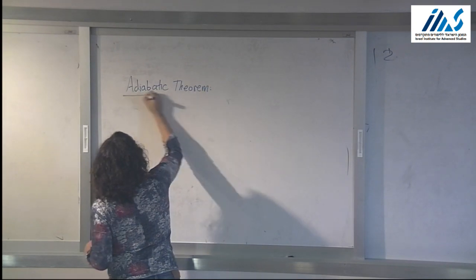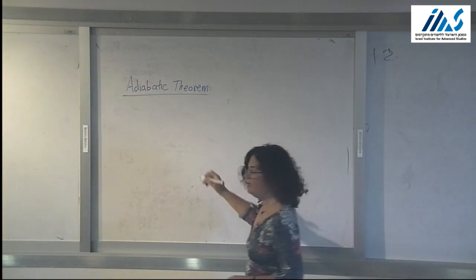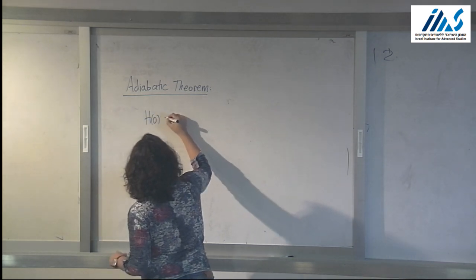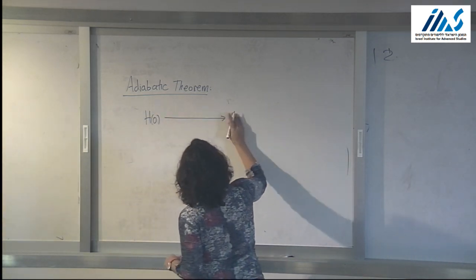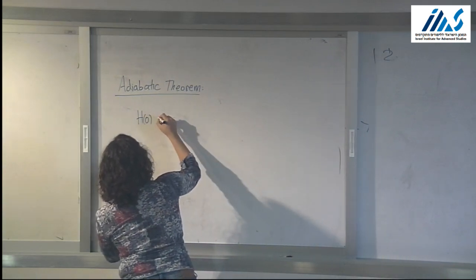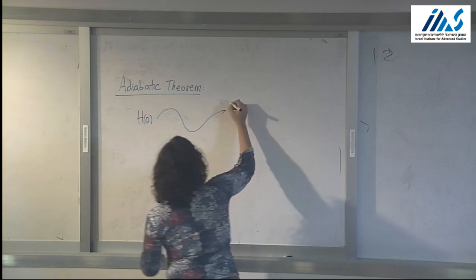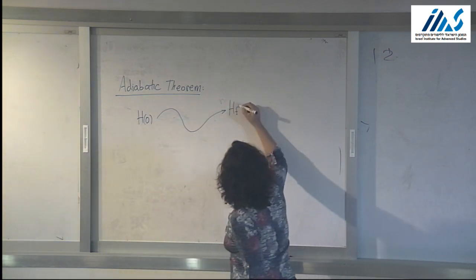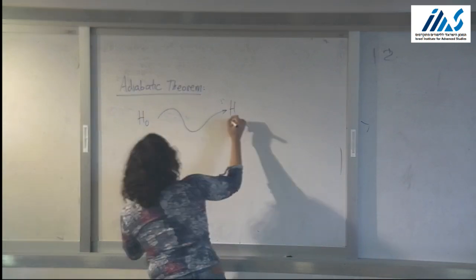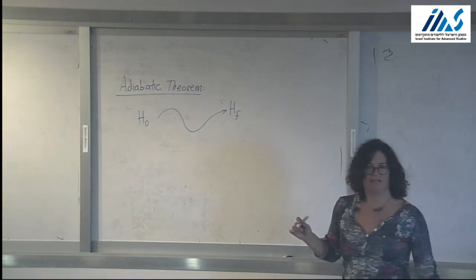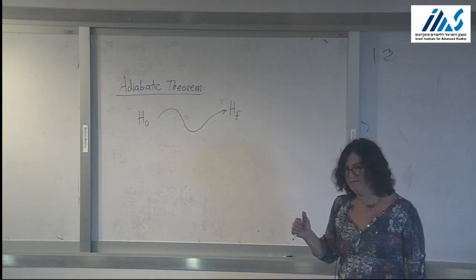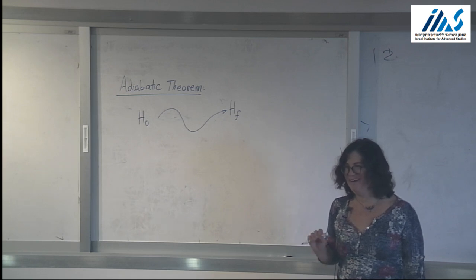It says that if you start from a Hamiltonian H0 and you modify it very, very slowly, actually, let's make it not a straight path, but a path to H final. Let's call it H0 and H final. And you make sure that all these Hamiltonians have a unique ground state. For now, let's just make sure of that.